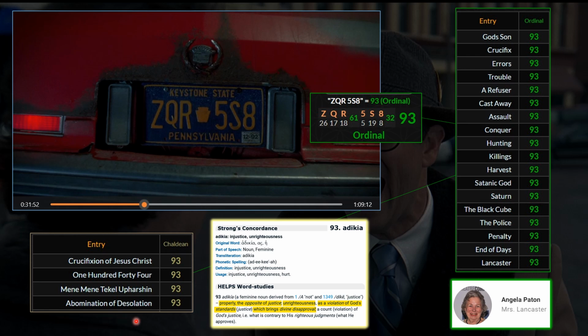Abomination of desolation, which is the destruction of the temple or human body. And the number 93 in the Bible is the word injustice, unrighteousness, hurt. Right there. It's properly the opposite of justice, unrighteousness, as a violation of God's standards, which brings divine disapproval, which is exactly what's going on here in the movie, as he decides that he can do whatever he wants.